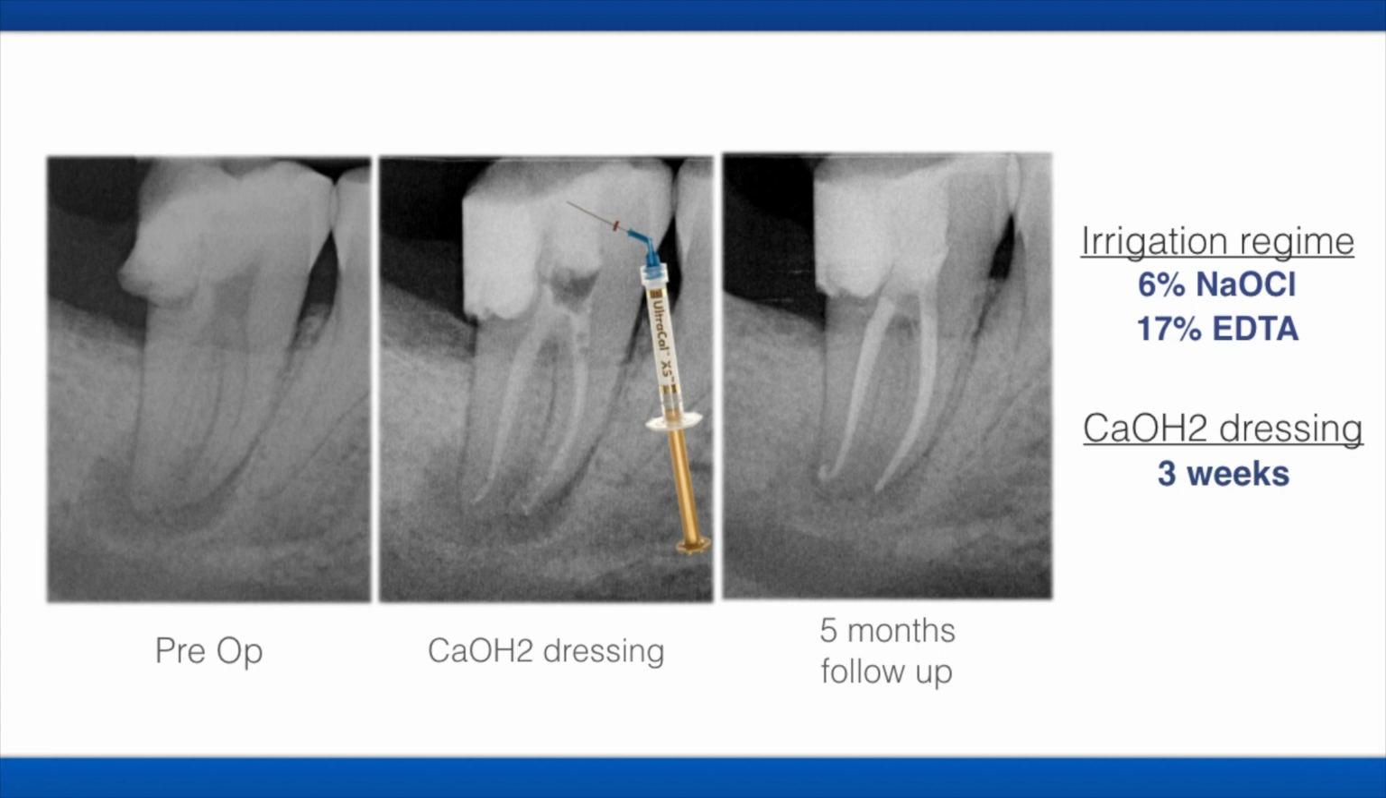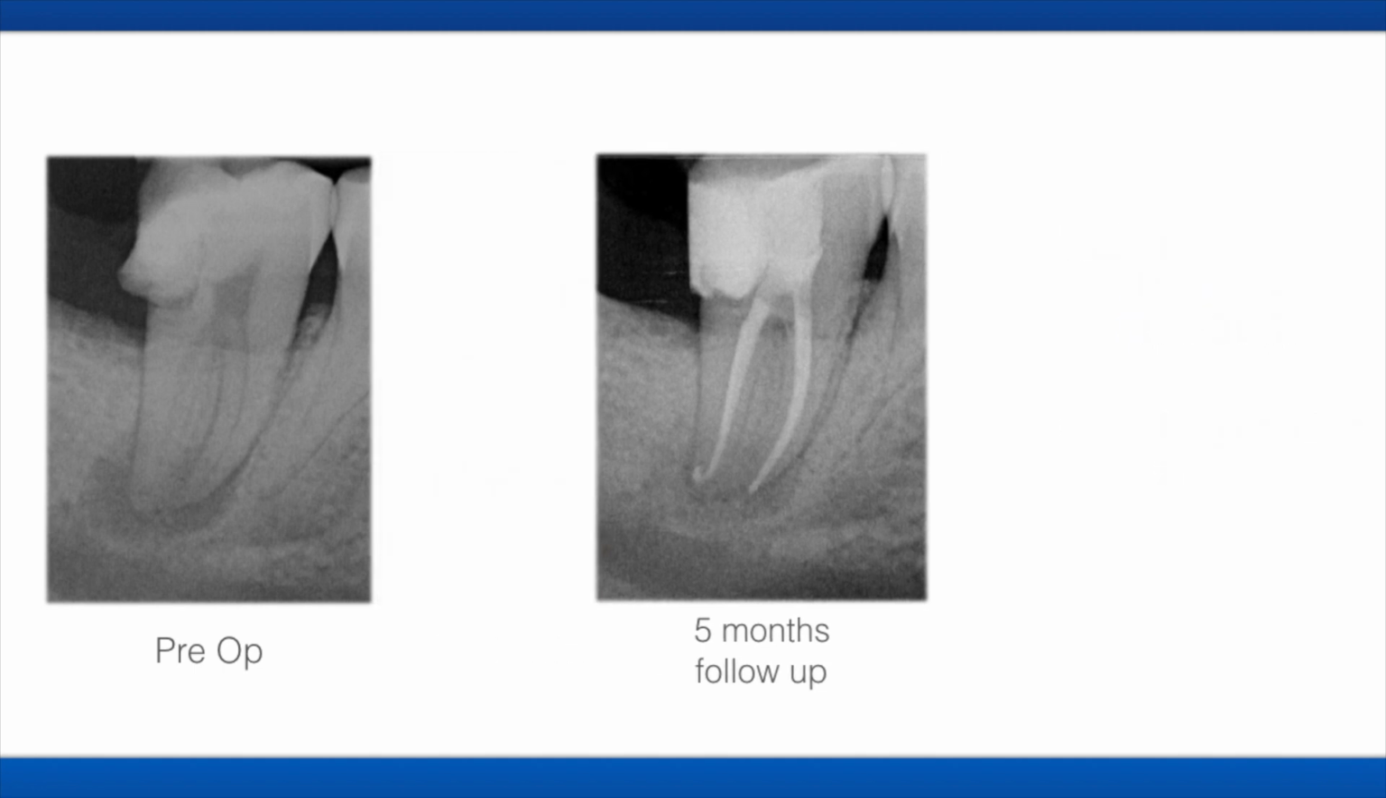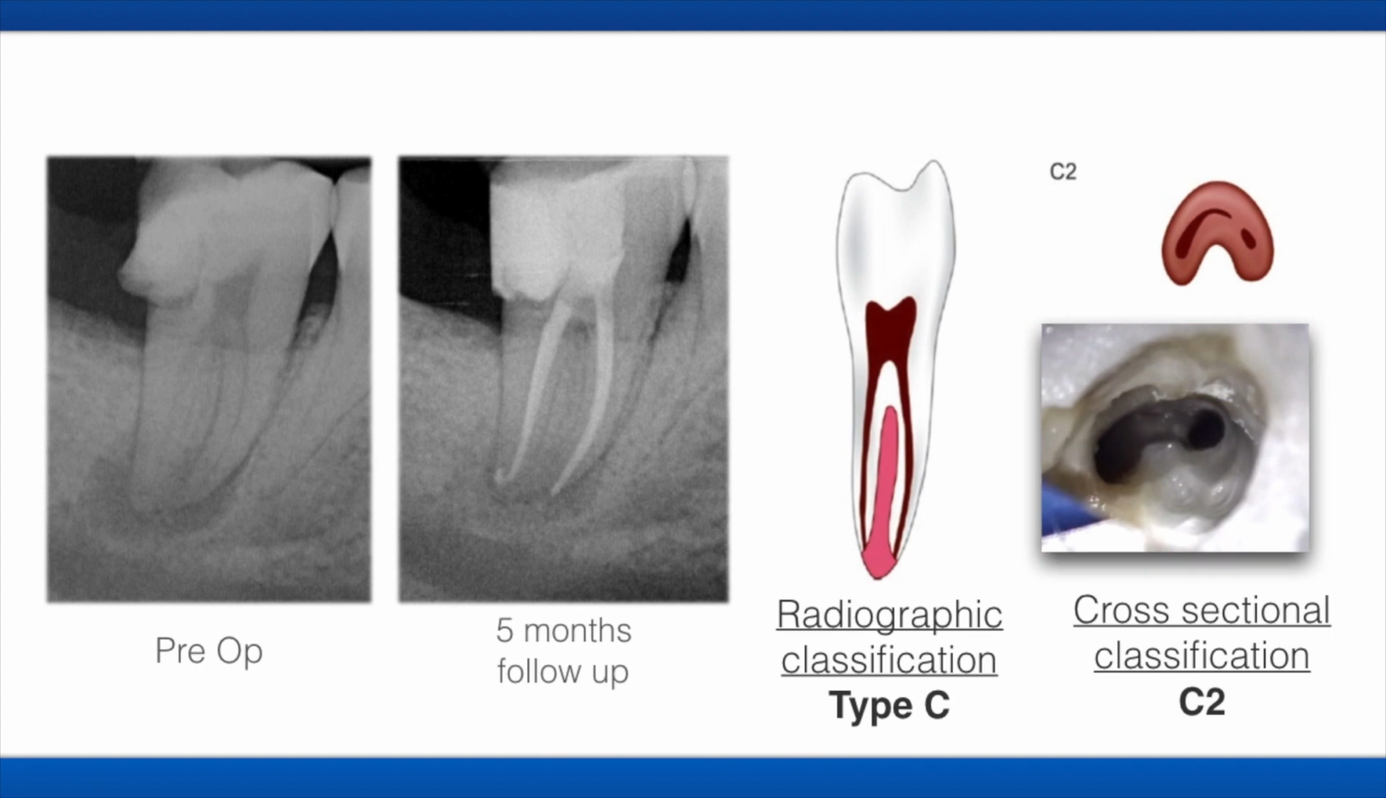So you can see the calcium hydroxide dressing. They look like obturated canals. I like to coat the entire canal with calcium hydroxide. It has always worked for me. In this particular case, I medicated for 3 weeks. And let us look at the classification here. This particular tooth falls under radiographic classification type C, and for the cross-sectional, it goes under type C2.